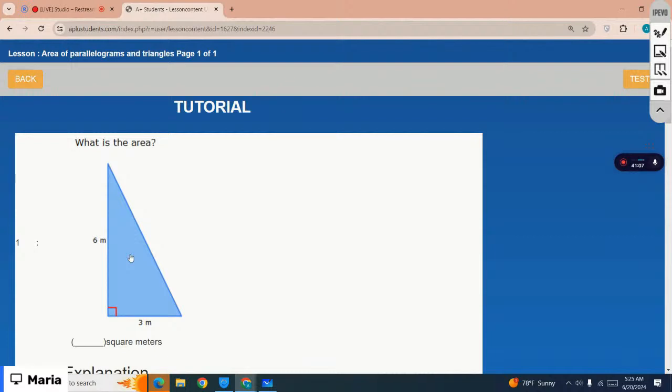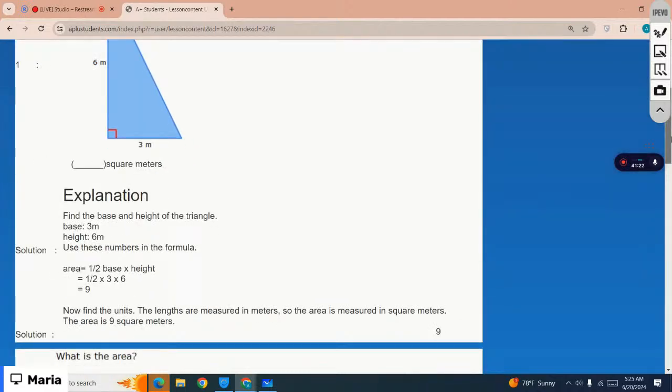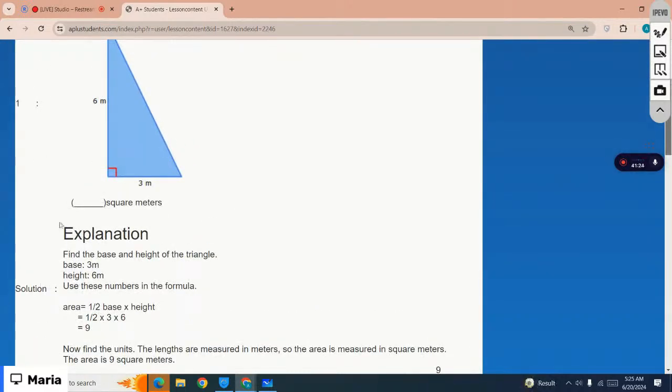What is the area? You are given a triangle. You have to find the area of the triangle. So how do we find the area of the triangle? It is half times base times height, right? So here is the base. Base is 3 meters. The height is 6 meters, right? So area equals half times base times height. So you have to do half times 3 times 6. That would be 9. The correct option is 9.